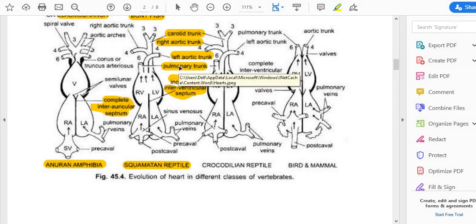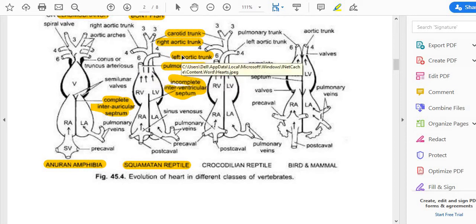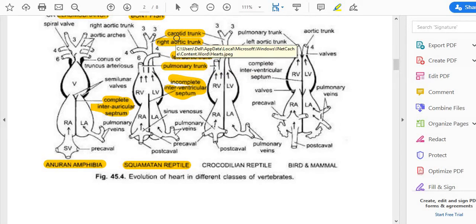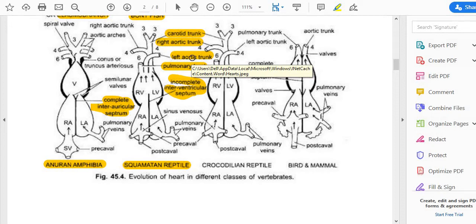The function of the pulmonary trunk is to take deoxygenated blood from the right ventricle to the lungs for further oxygenation. The function of the left aortic trunk and right aortic trunk is to take the oxygenated blood to other parts of the body, whereas the function of the carotid trunk, that is the carotid arch, is to take the blood to the brain. The right aortic and left aortic trunks are also called the systemic arch, I repeat. So these are the 3 pairs of aortic arches.